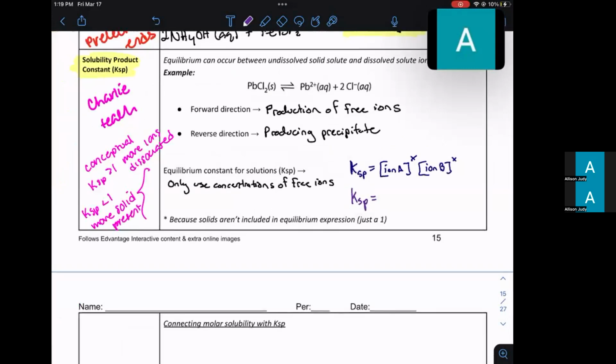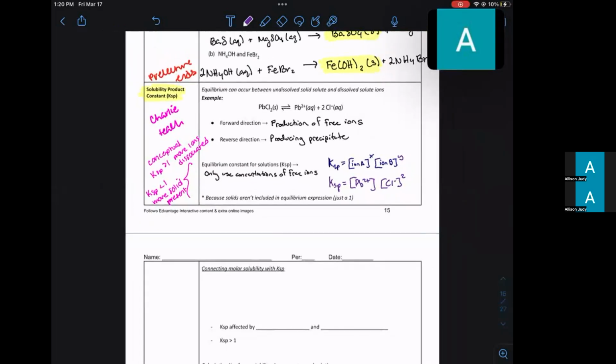They're not raised to the same power. These are different powers based on whatever their molar coefficients are. So Ksp equals the concentration of Pb2+ to the first power, or no power because there's no coefficient there, times the concentration of Cl- squared, because in your dissociation you have 2 Cl-. These exponents are coming straight from the molar coefficients.